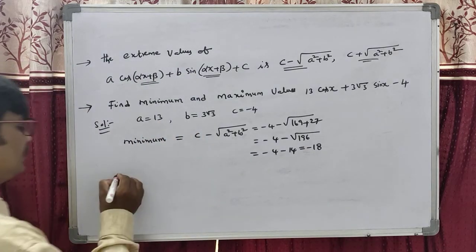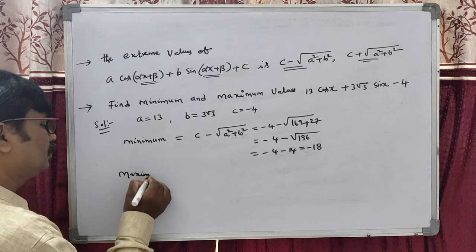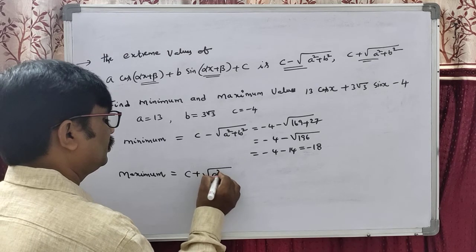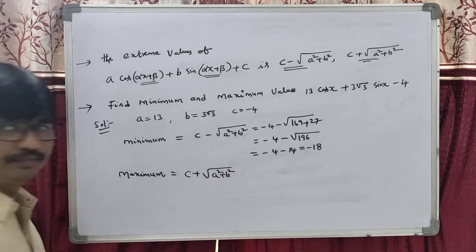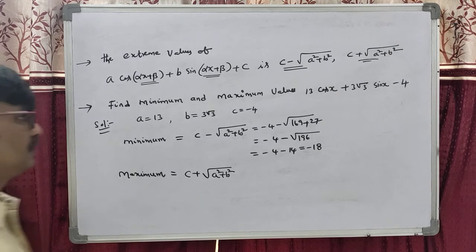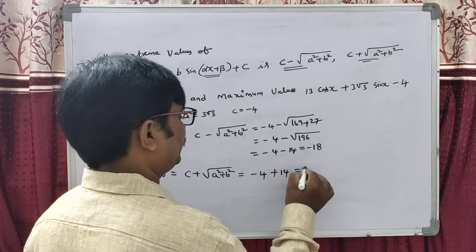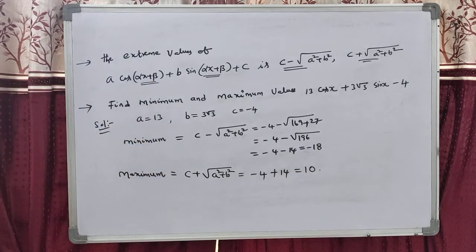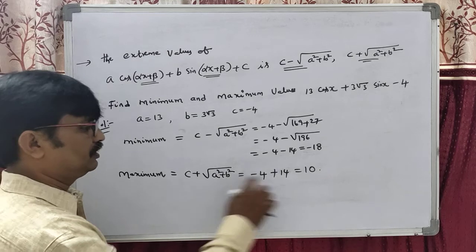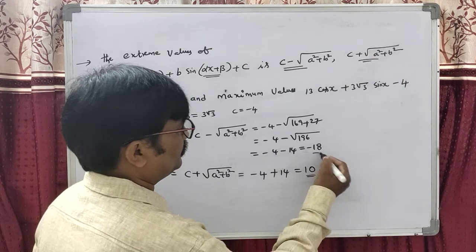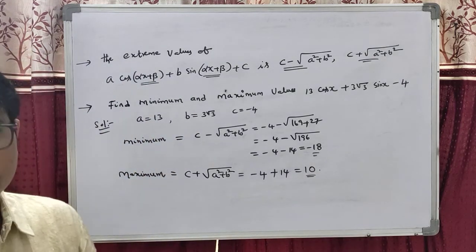Now students, the maximum value is c + √(a² + b²). C is −4 plus √196, which is 14. So 14 − 4 is 10. Do you understand students? This is the maximum value, and this is the minimum value. Okay students.